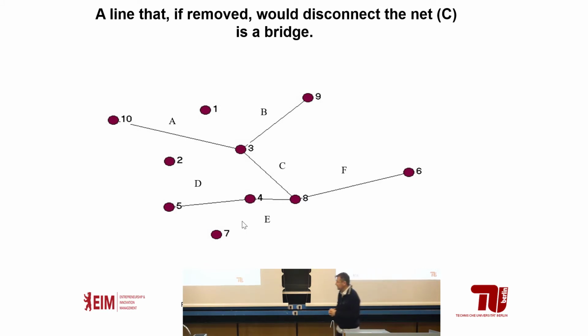A bridge is called a line, like here between 8 and 3. When I disconnect this line, this network would be disconnected in this case. Those are just terms that appear.